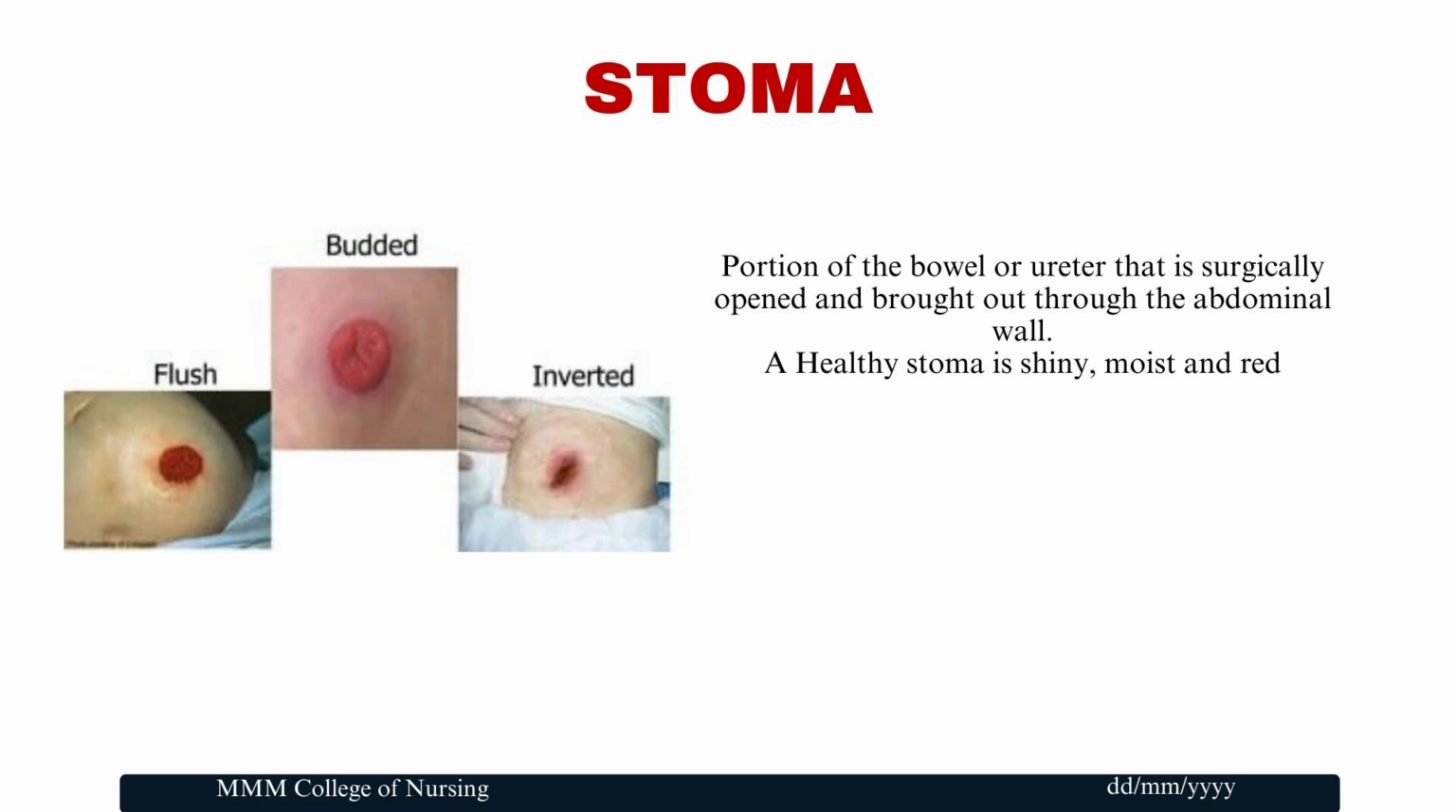What is a stoma? It means the portion of the bowel or ureter that is surgically opened and brought out through the abdominal wall. A healthy stoma is shiny, moist and red. So these are some examples of stoma: one is flush, next budded and inverted stoma.